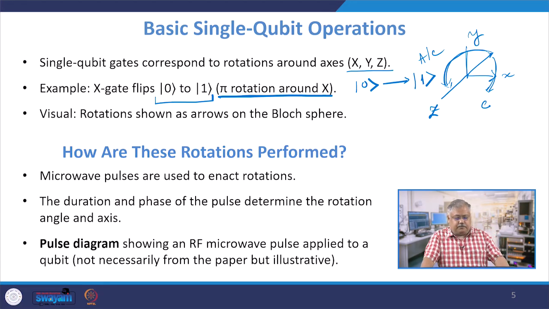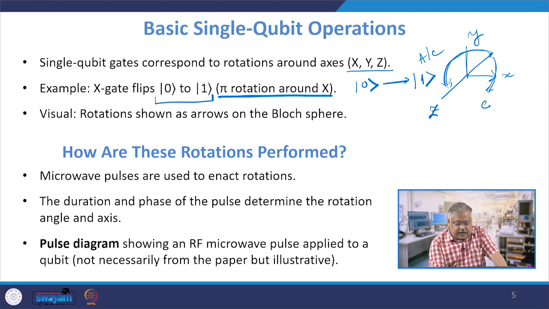But how are these rotations performed? We use microwave pulses, which I discussed with you in the earlier slide: 12 gigahertz for spin qubits and 4 to 8 gigahertz for transmons, which are superconducting qubits. What you do is generate microwave pulses, and they help you enact these rotations.